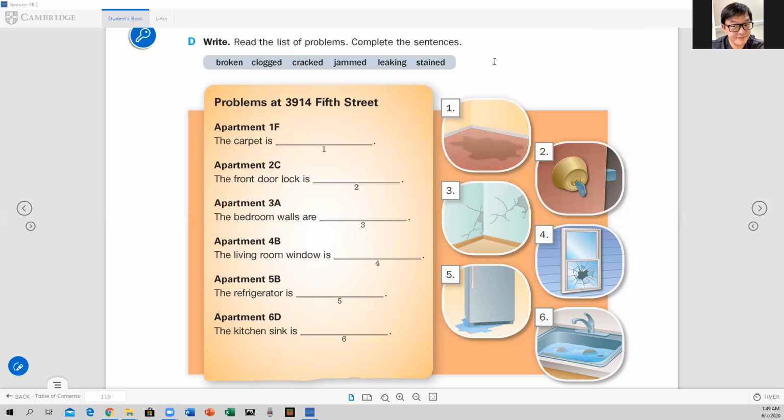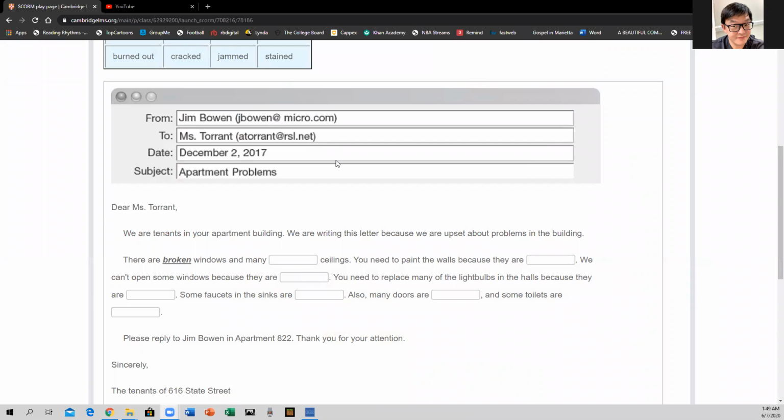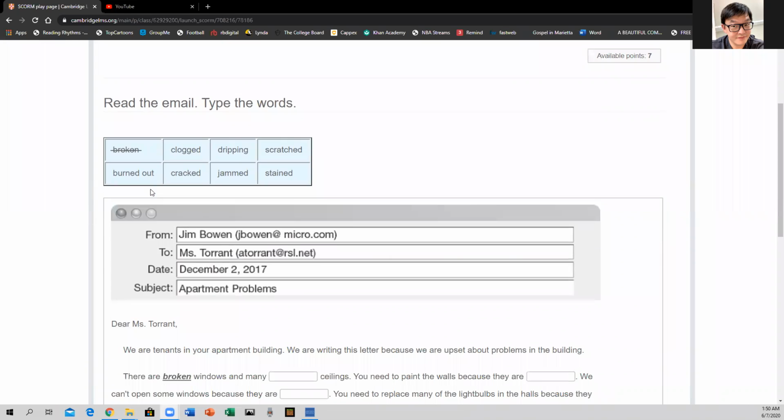Now let's go to our exercise book. Okay, so open your exercise book. We're gonna go to our workbook, page 110. Okay, so let's go here. Our workbook, page 110, exercise 1. So look, again, we have to read the email, but then as we read the email, we have to write the words and complete the empty spaces, okay?